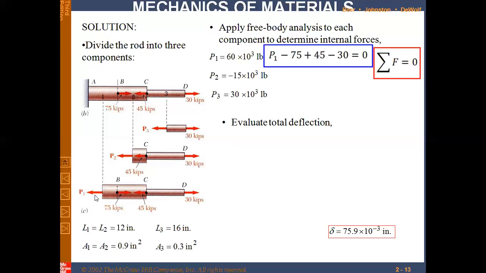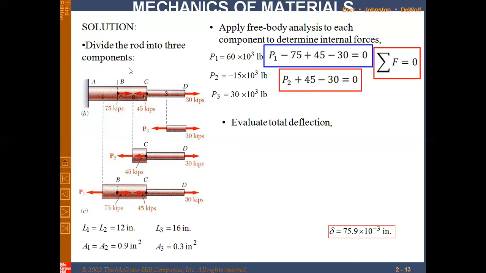So I am taking the loads which are acting towards the left as positive, so P1. This load is acting towards the right, so I'm taking this as negative, so minus 75 plus 45 and minus 30, and the algebraic sum of all these loads must be equal to 0. The only unknown is P1, so from there we could calculate P1. After calculation, P1 would be 60 into 10 raised to power 3 pounds or 60 kilopounds.